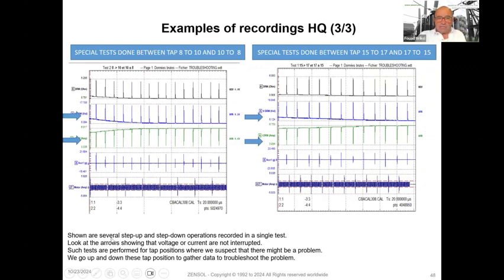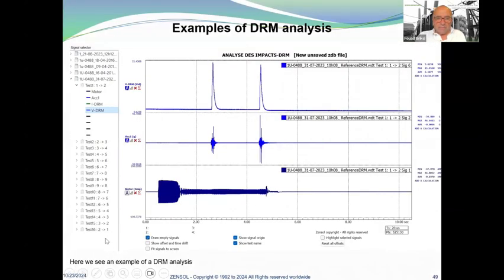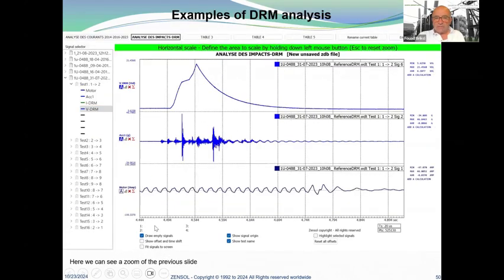Shown are several step-up and step-down operations recorded in a single test. Look at the arrow showing that voltage or current are not interrupted. Such tests are performed for tap positions where we suspect that there might be a problem. So we go up and down this tap position to gather data to troubleshoot the problem. This way, if there is something wrong, you will see it clearly, like a broken signal. Here we see an example of DRM analysis, and here is the zoom section of the previous slide.